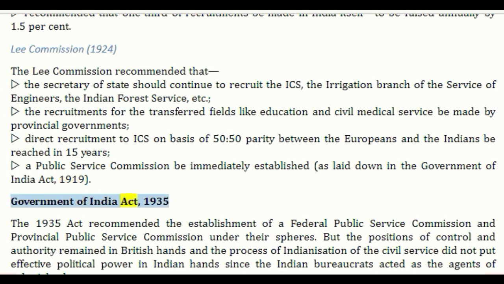Government of India Act, 1935. The 1935 Act recommended the establishment of a Federal Public Service Commission and Provincial Public Service Commission under their spheres. But the positions of control and authority remained in British hands, and the process of Indianization of the civil service did not put effective political power in Indian hands, since the Indian bureaucrats acted as the agents of colonial rule.